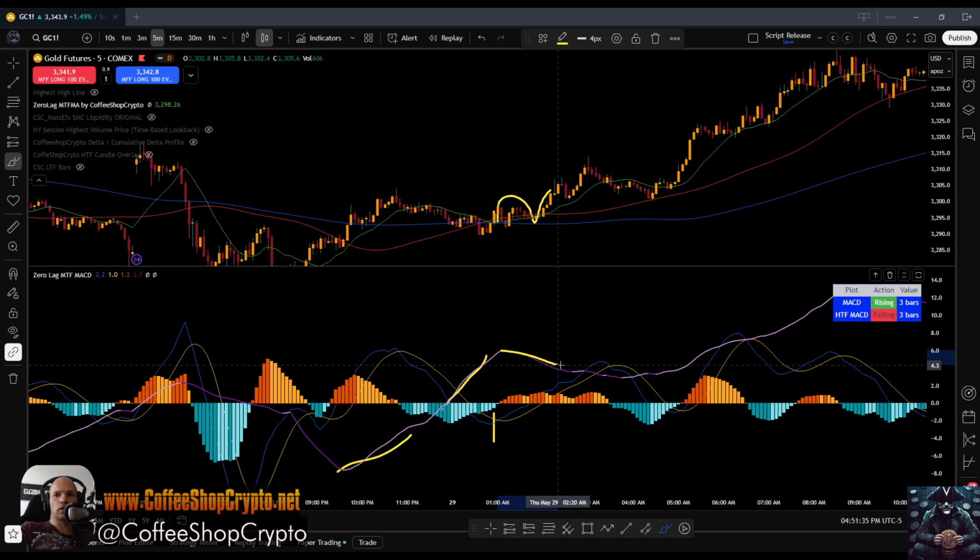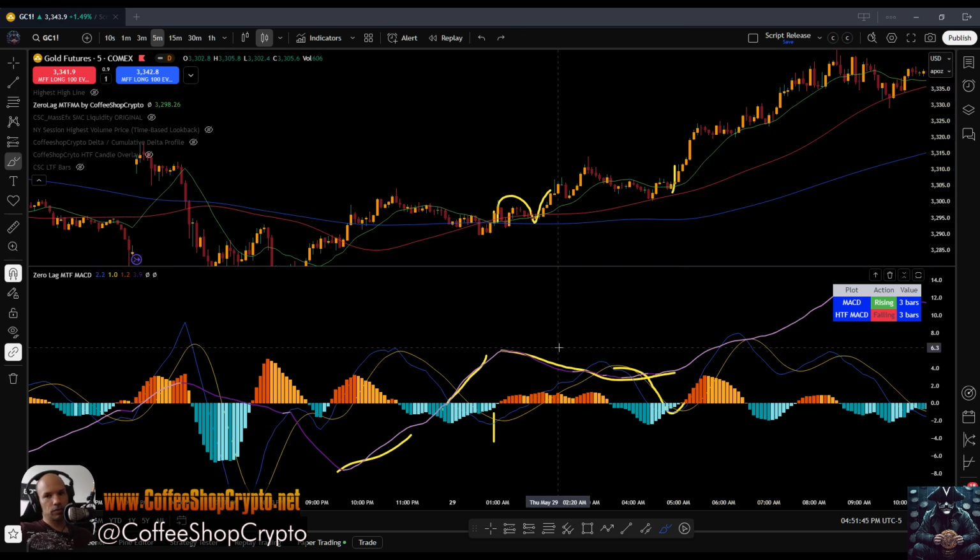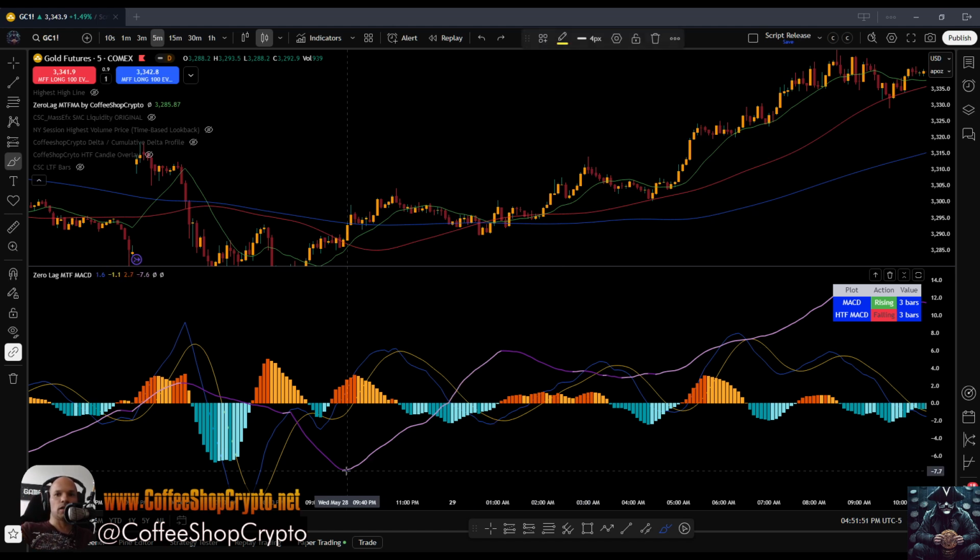High time frame is falling, then it starts rising, and then it starts rising nicely. Wait for it to start rising on your current time frame, and then you'll be able to get these nice long moves. So there's a couple of long trades and a couple of short trades, short entries, long entries. You can rise into resistance, or you can rise away from support, right?